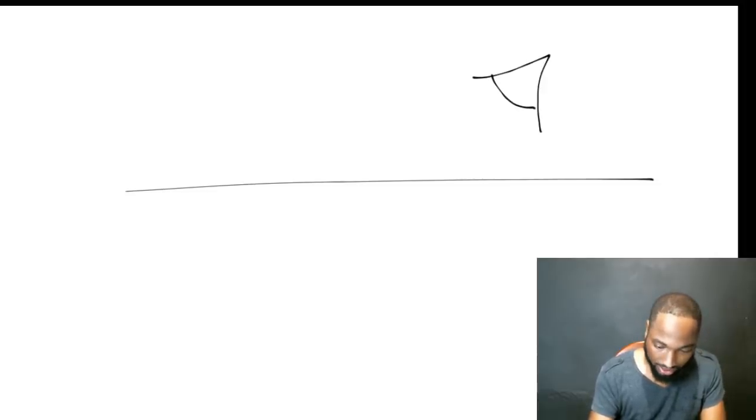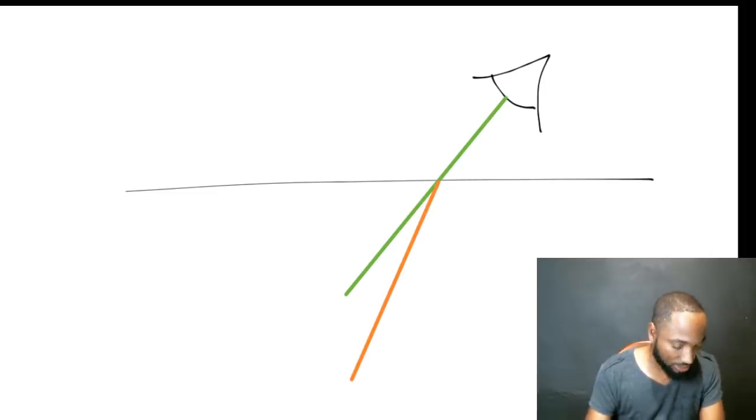And once again, put the green line to represent where you think you're really seeing. You think you're seeing the fish here. Let's just use one line for the eye. You think you're seeing the fish there, but he's not really there. The fish is about here, because there's a refraction taking place.